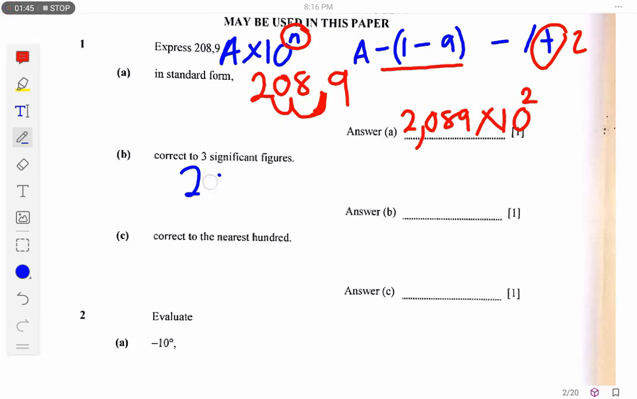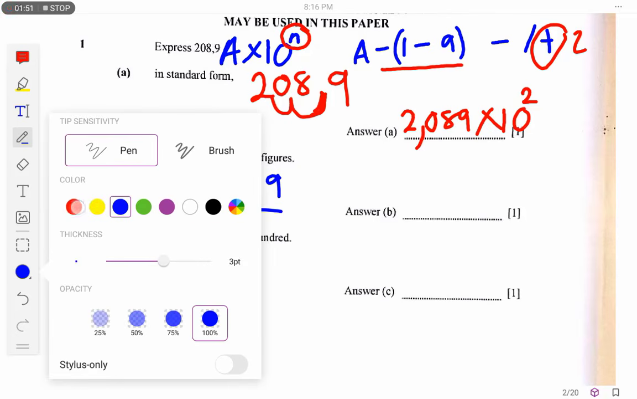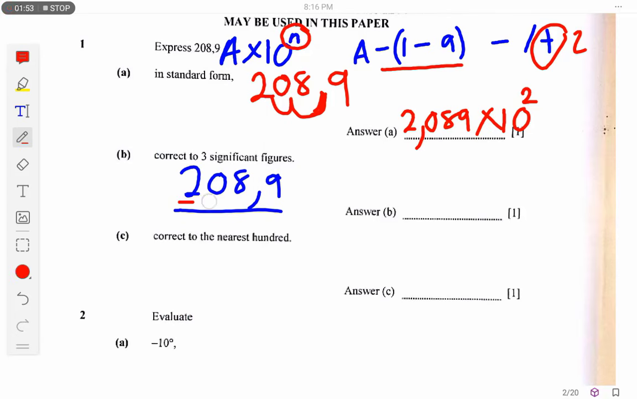If you see 208.9, these are 4 significant figures. So you count 3 significant figures, 1, 2, 3. Then when you are on this, you check the next value. Is it 5 or greater? Then you change the 8 there. If it is less than 5, then you leave it like that. The 8, you leave it like that.